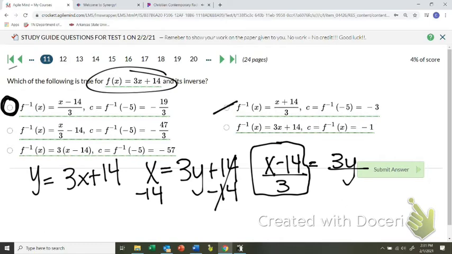Now, this one right here says x plus 14. This one right here is the exact same thing as what I started. This one right here, they just factored out a 3. And this one right here is not correct, but would be correct if that 14 was over what? The 3. Yes. So it is C on your paper.